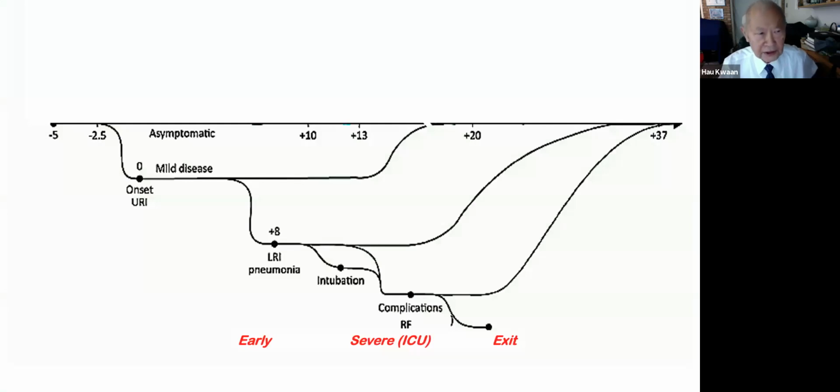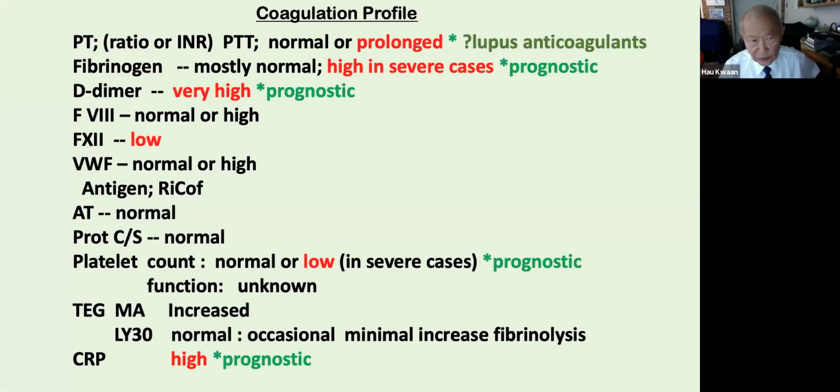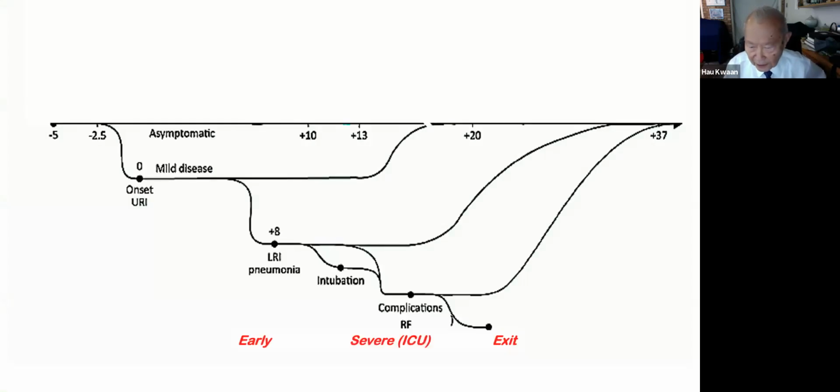So before I start, here's a timeline of the disease. With the onset, patients progress to getting more sick, and finally, they either recover or they die. And the reason I put this out first is that whenever you discuss the coagulation changes, we have to note whether we're dealing with the early phase of disease, or when the disease gets very severe and the patient is in the ICU or ventilated, and then finally at the time of recovery.